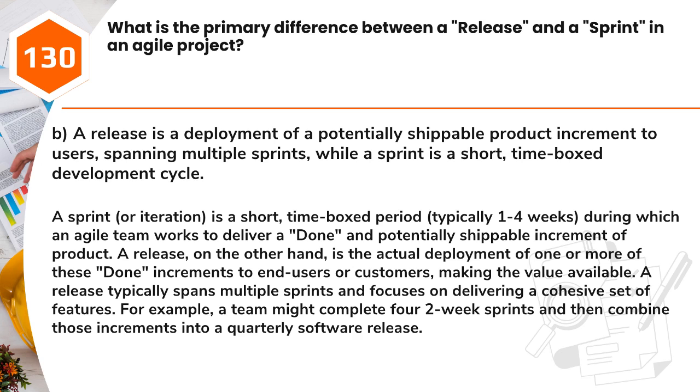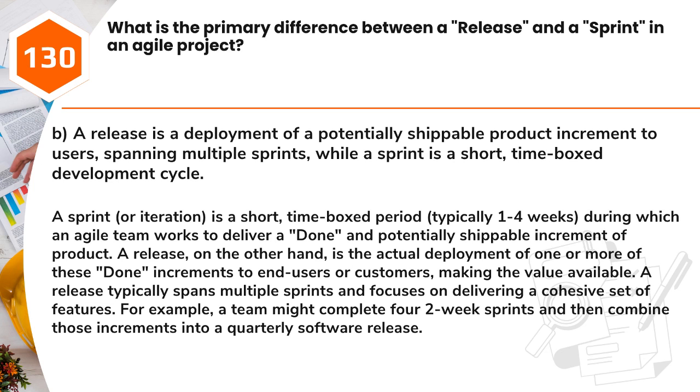Answer: B. A release is a deployment of a potentially shippable product increment to users, spanning multiple sprints, while a sprint is a short, time-boxed development cycle. A sprint, or iteration, is a short, time-boxed period, typically 1 to 4 weeks, during which an agile team works to deliver a done and potentially shippable increment of product.